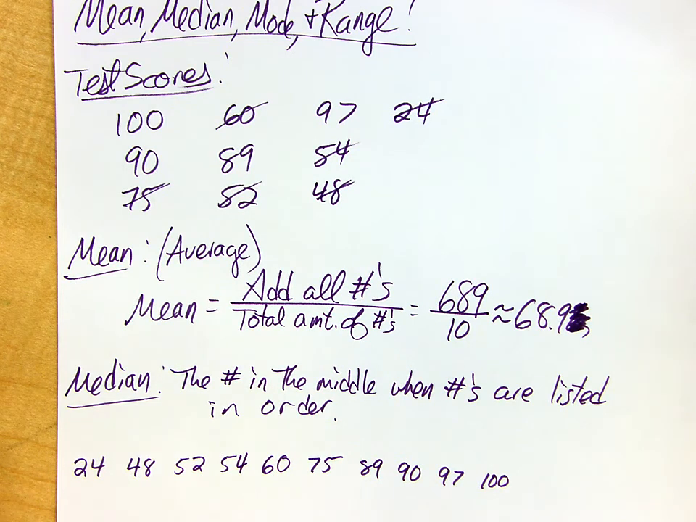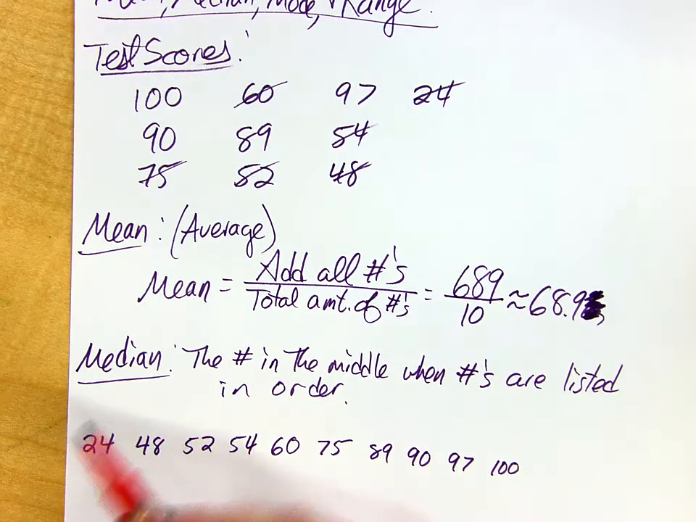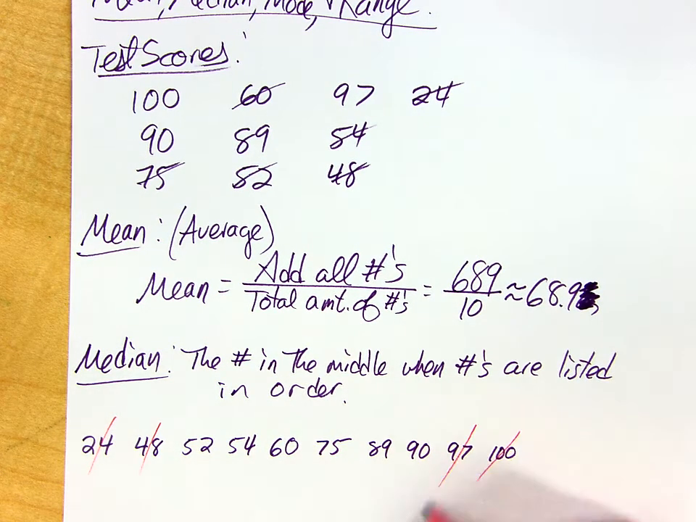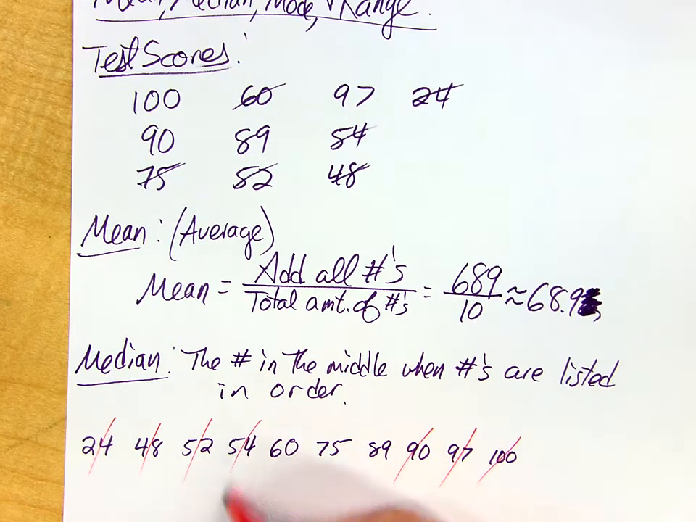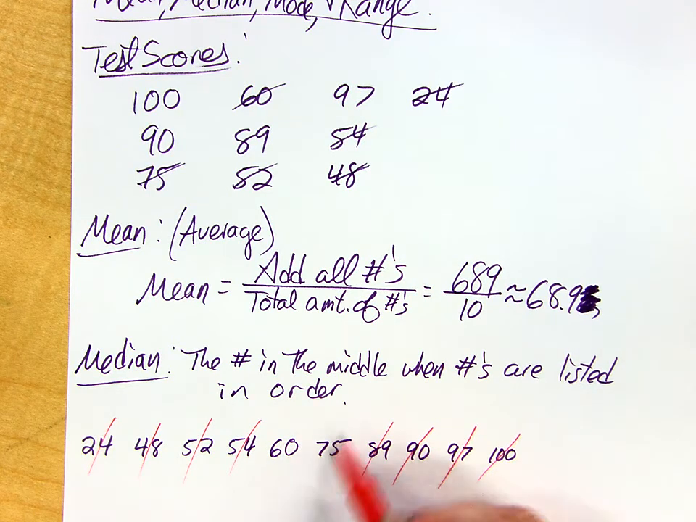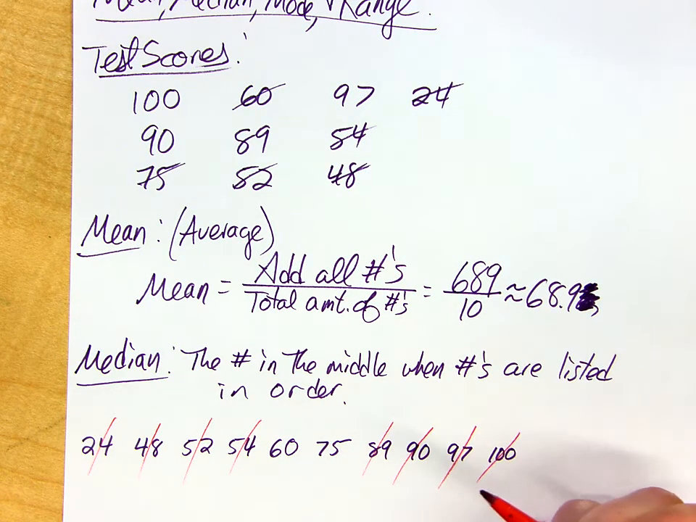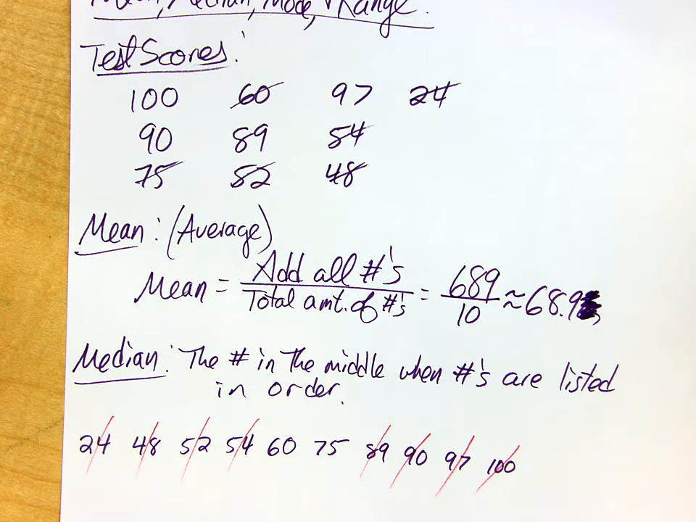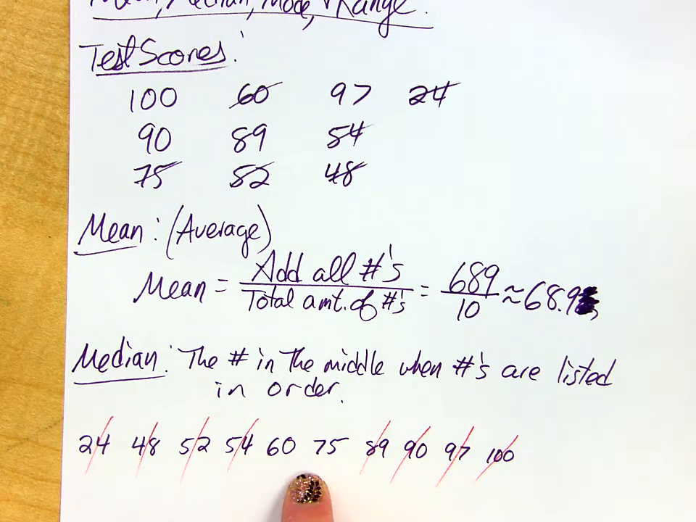So then to find the median, you're literally just going to figure out what number is in the middle. The easiest way to do that is to just cross off the first number, cross off the last number, and just keep doing it. First, last, uh-oh. If I did it one more time, I'd have no number left. If you have an odd amount of numbers, you will have a middle number, and then it's nice and easy. Right now, I have two numbers in the middle.